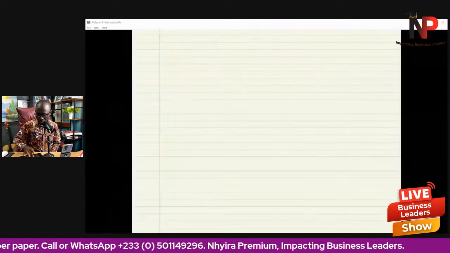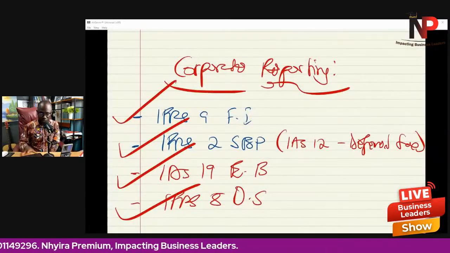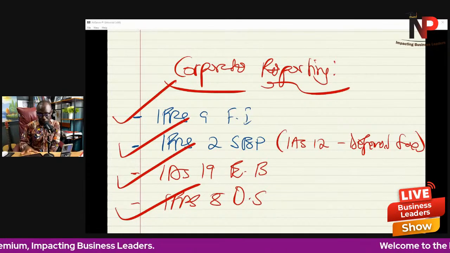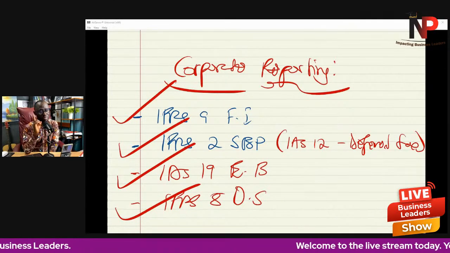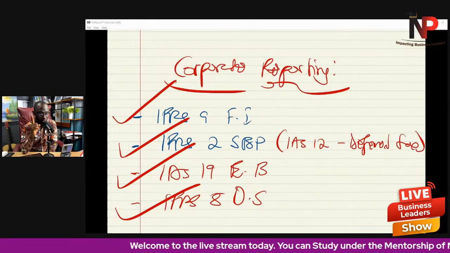Then, level three students, corporate reporting. You must understand these standards: IFRS 9, financial instruments, and IFRS 2, share-based payments. Remember, when you're doing share-based payments, there's a deferred tax on share-based payments. Don't forget.